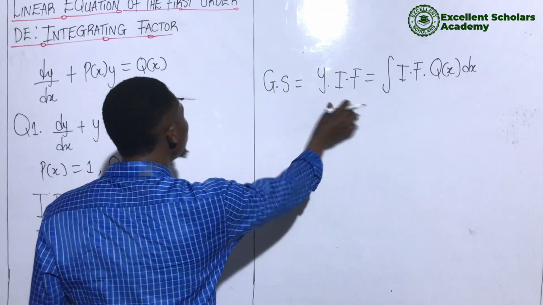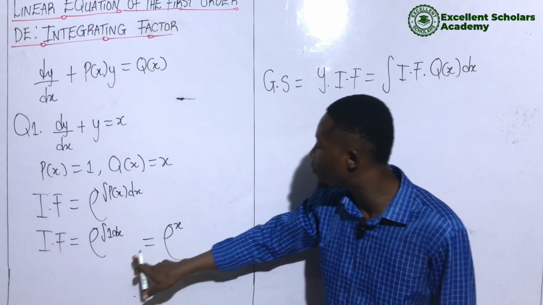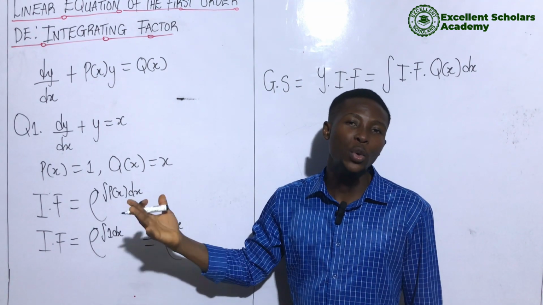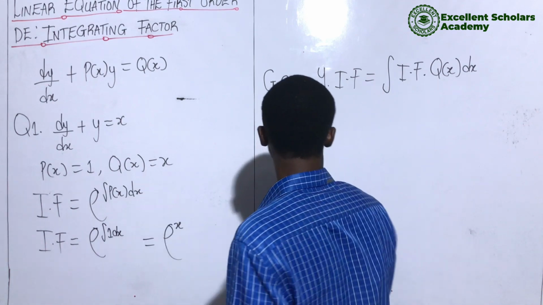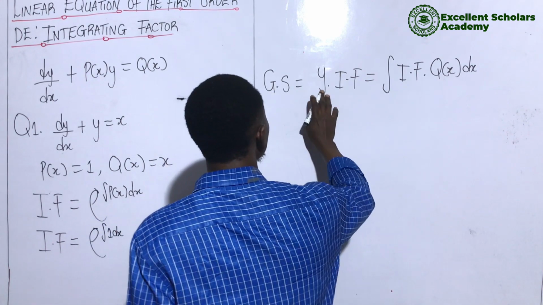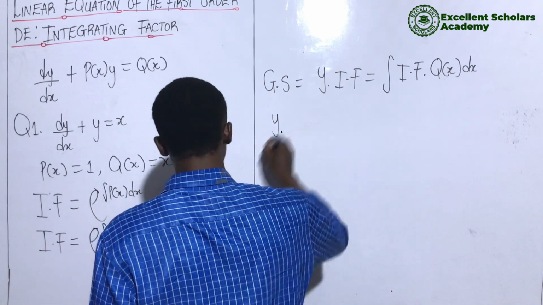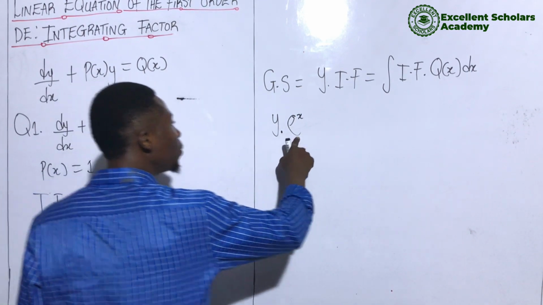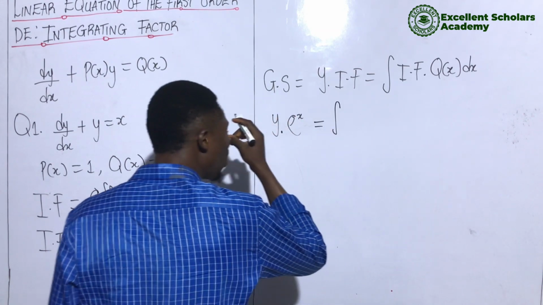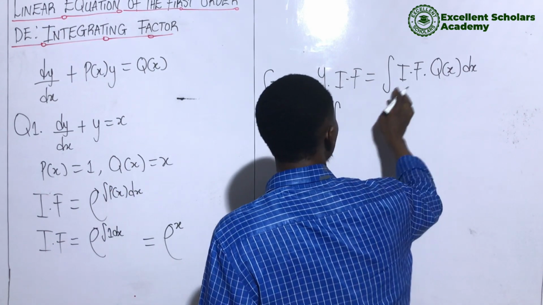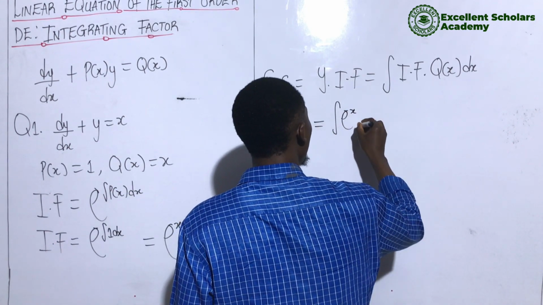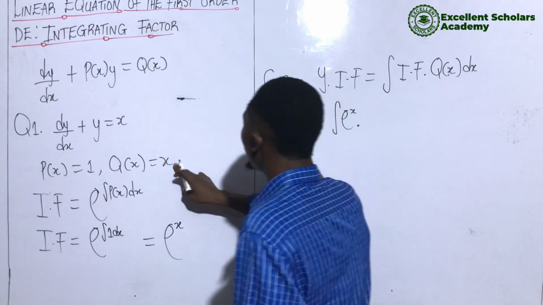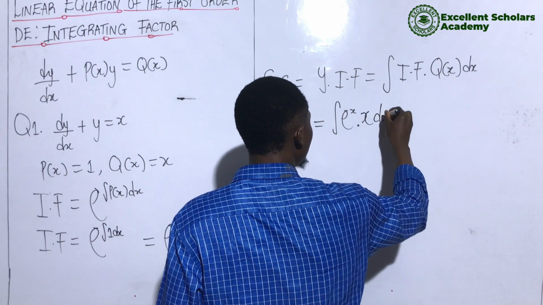Now, finally, let's move to getting the general solution. Having first got the integrating factor, now let's get our general solution. So this becomes y multiplied by our integrating factor, e to the x, equal to the integral of the integrating factor, which is e to the x, multiplied by q of x, which is x, with respect to dx.